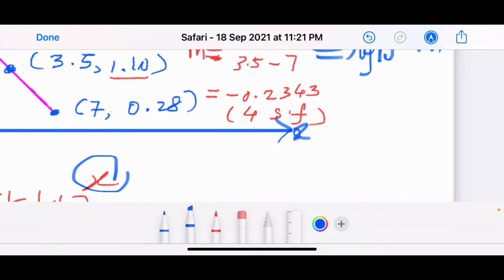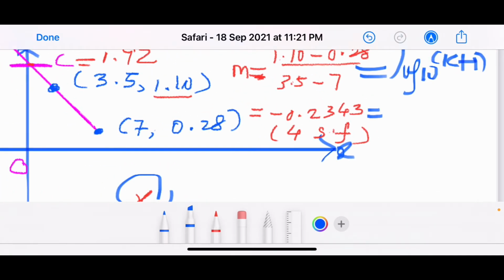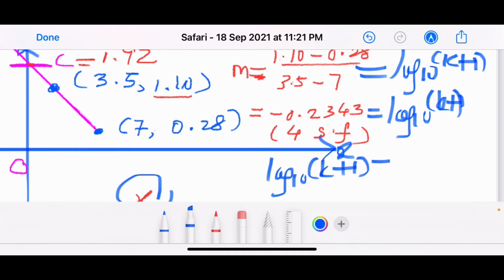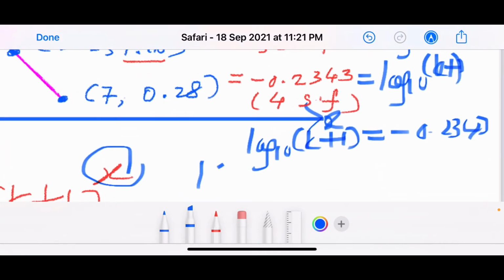Right, then we can solve it. So let's solve it now. Okay, I'm going to solve it now. So log 10 of k plus 1 is equal to negative 0.2343. So if I take anti-log, shift log, or you can just write like this, 2343, right? So you can just shift logarithm, negative, don't forget, 0.2343.